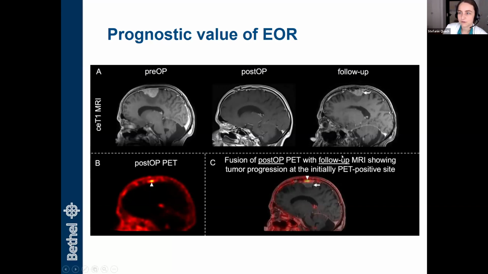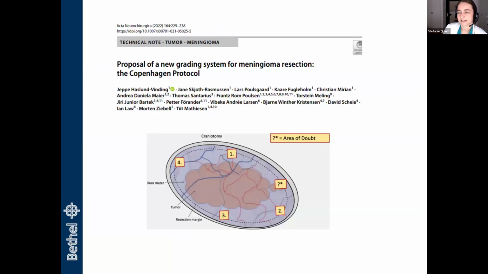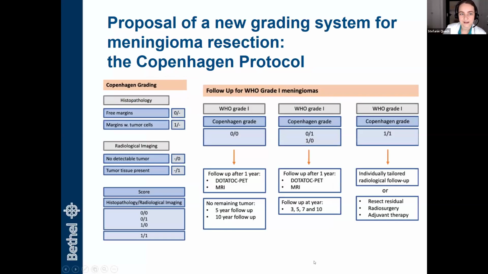This is not the only group, of course, that looked at extent of resection in meningioma and had some ideas how to possibly improve follow-up and local control. So similarly, the Copenhagen group also proposed a system to grade meningioma resection and to take biopsies around the visible tumor in pre-specified areas circularly around the tumor, as well as in any area of doubt, and then classify the tumors according to histopathology, with free margins being 0 and margins with tumor cells being 1, and also radiological imaging, where they include both MRI and PET if there's any tumor suspect tissue present.